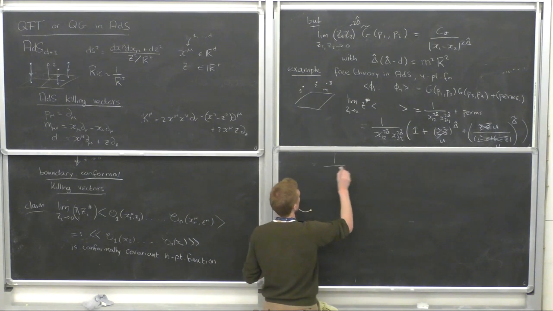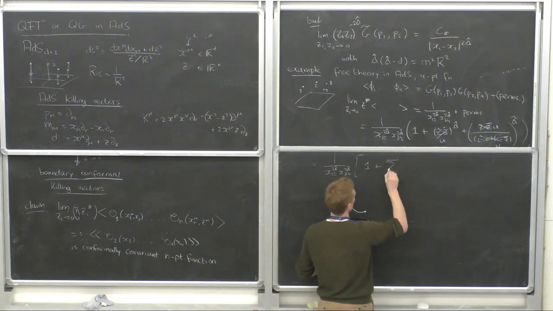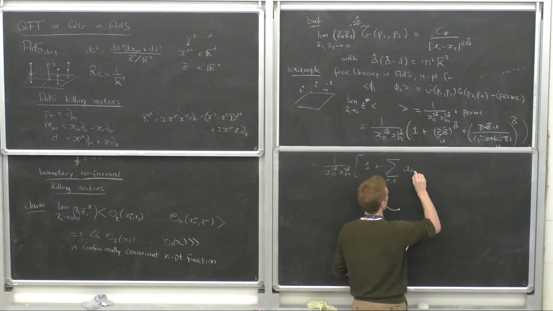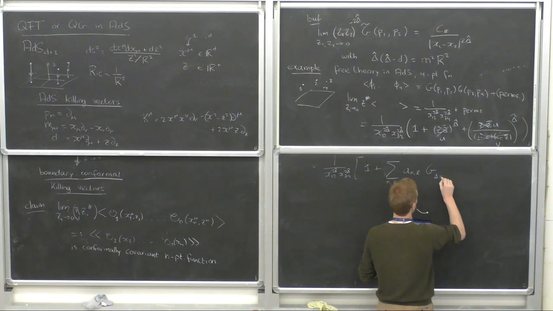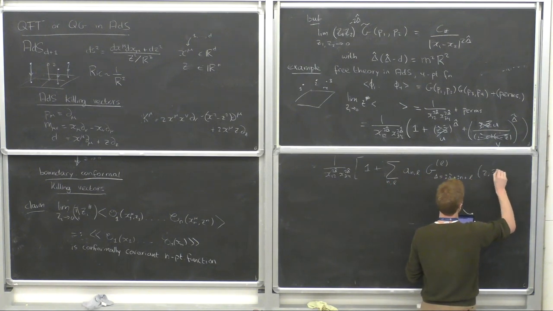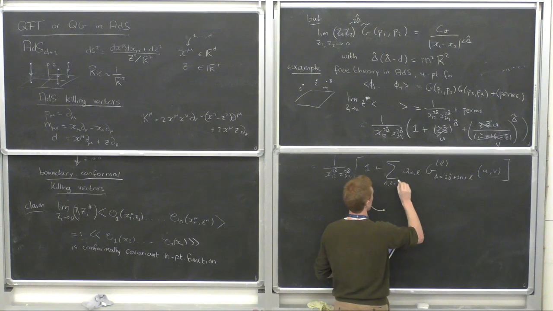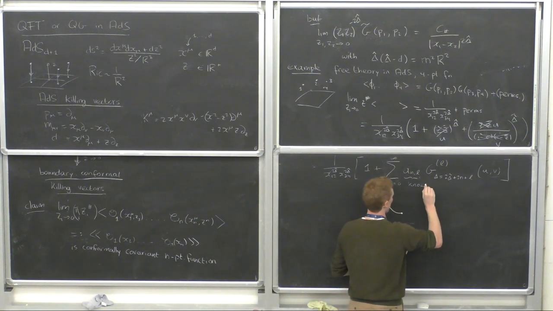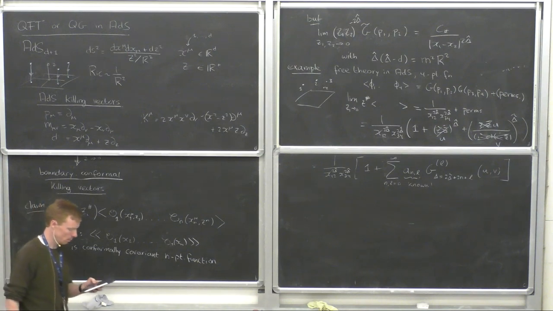And so I want to say that this is 1 over x12 to the 2 delta hat, x34 to the 2 delta hat, 1 plus sum over k. Well, it turns out I know exactly the conformal block decomposition of this. This was a little work that was done more than 10 years ago. And these coefficients are known, and the scaling dimensions turn out to be 2 delta hat plus 2n plus l for spin l. These are the conformal blocks, and these are known. There's some complicated combination of gamma functions and stuff.